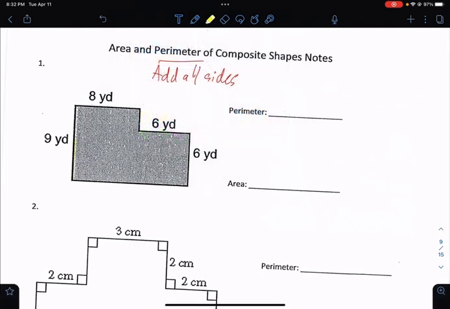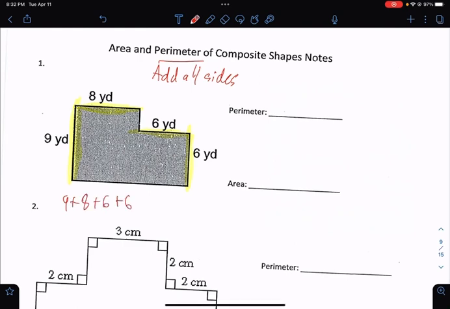So that's 9. This side is 8. So that's 17. I know this length is 6, and this length is 6. So I'm going to add all those together. So I have 9 plus 8 plus 6 plus 6. 12 plus 8 is 20. And I get 29.